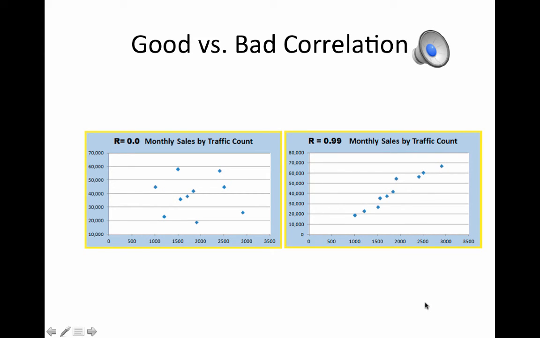This example shows good correlation versus bad correlation. Bad correlation is on the left, where it has no correlation at all. You can see it's 0.0 for monthly sales by traffic count, and on the right it's closer to 1, so it has a really good correlation because the dots are more in a line, but on the left they're not in a line.